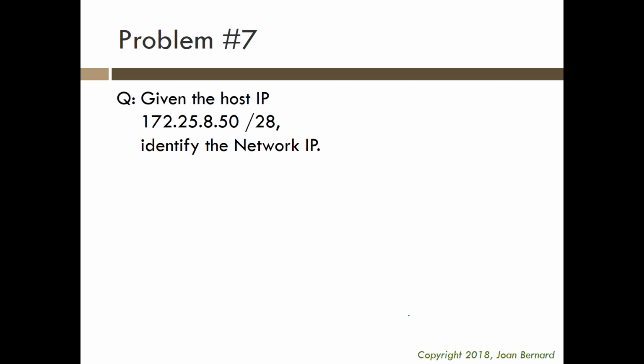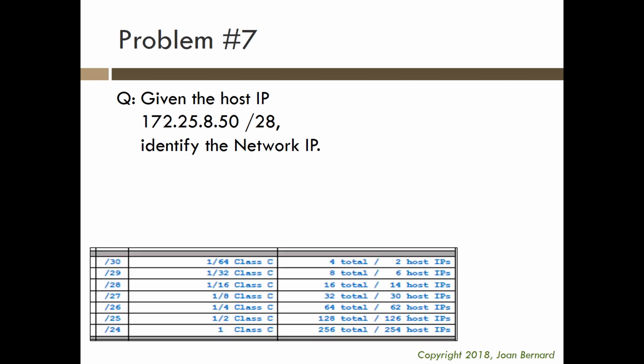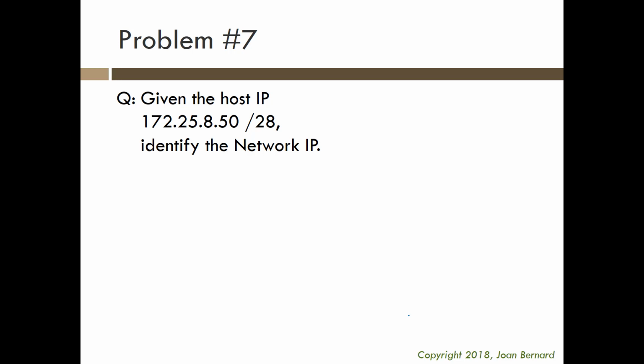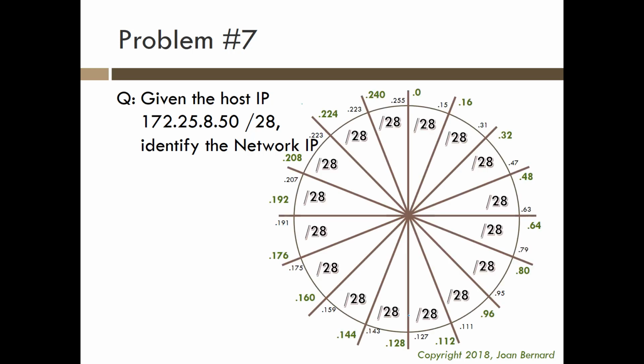All right. Now, problem number 7, given the host IP 172.25.8.50/28, identify the network IP. So a /28 has 16 slices, a total of 16 IP addresses per subnet. So this is a little overwhelming, isn't it? All of a sudden you're like, what? So remember, we're starting with that /28. We know that /28 has 16 total IPs.